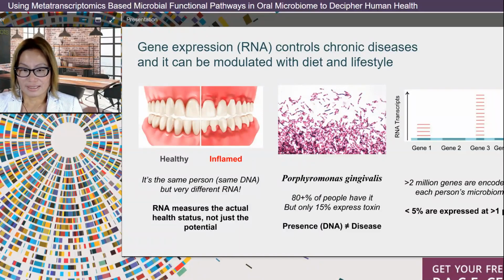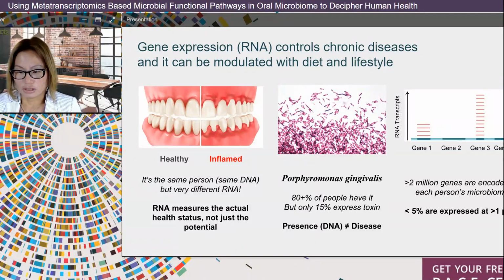Well, the answer is by measuring gene expression or RNAs. In the left panel, you are seeing a side by side view of a healthy gum and inflamed gum from the same person. Now, the same person, the same DNA, it doesn't change, but the gene regulation and hence the gene expression does change. So RNA measures the actual health status, not just the potential.